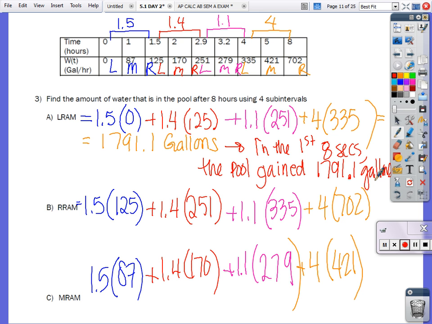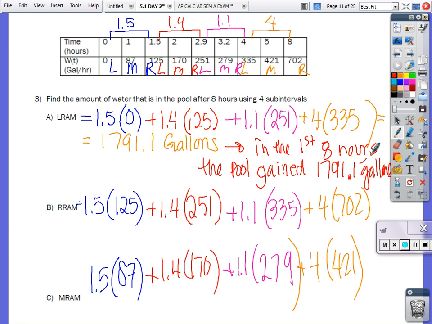Okay, so I don't know how much I have. I just know I have more by 1,791.1 gallons, approximately, because we're doing an approximation. Danny? In the first 8 seconds. Thank you. We are in the unit of hours.